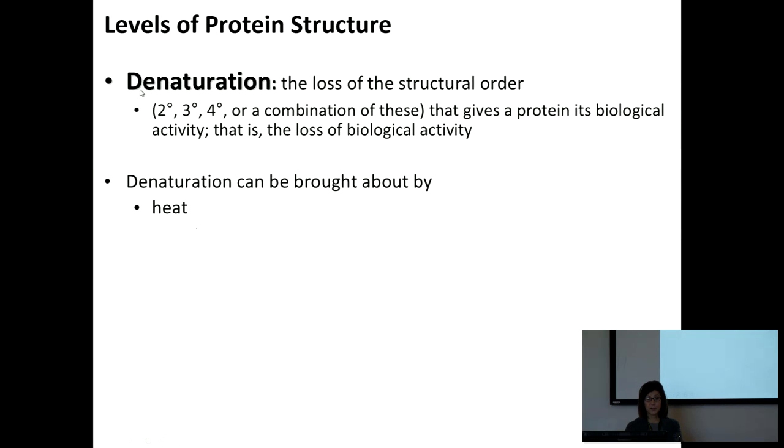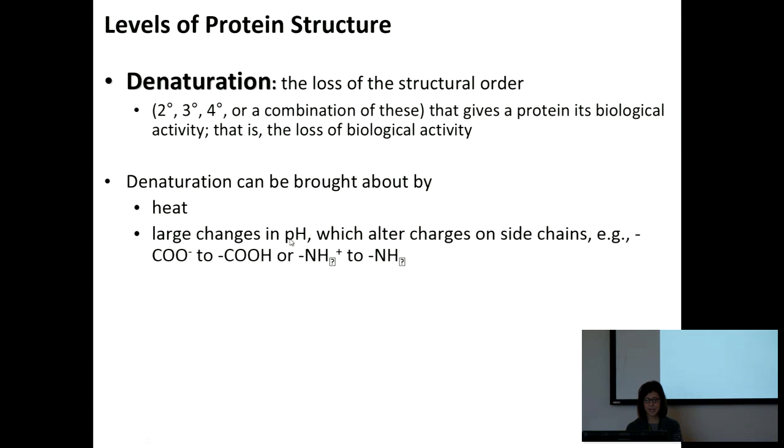So again, the definition of denaturation is the loss of biological activity through the loss of our structure. We're not missing that primary structure. Primary structure is still intact. If we lose that primary structure, it's called degradation. So heat causes vibration, which breaks our intermolecular forces.